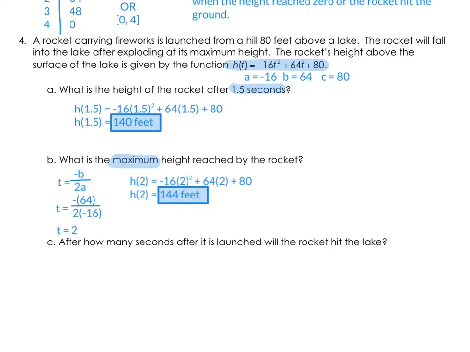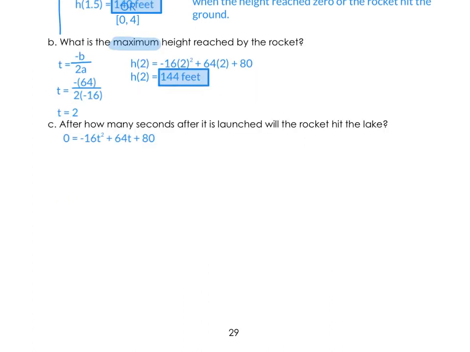The last part is asking us to find out the number of seconds after it is launched that the rocket will hit the lake. So the lake, that means that it's 0 feet above the lake. It'll hit the lake, so that means that my h of t is going to be 0. So let's just start by plugging in the h of t, replacing that with 0 equals. Okay, so now I just wrote in that 0 equals, and I have my equation.